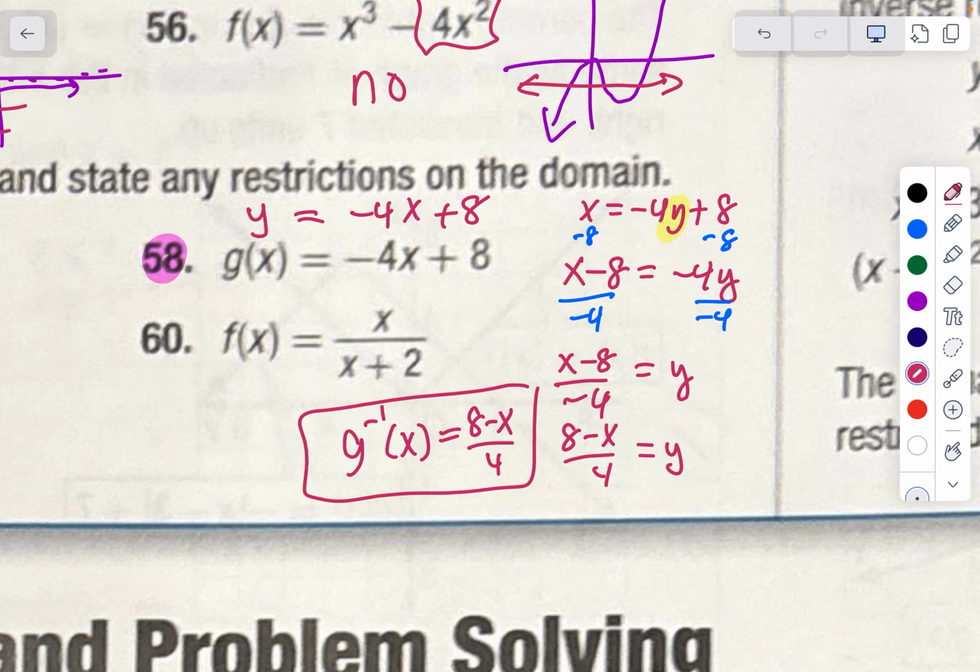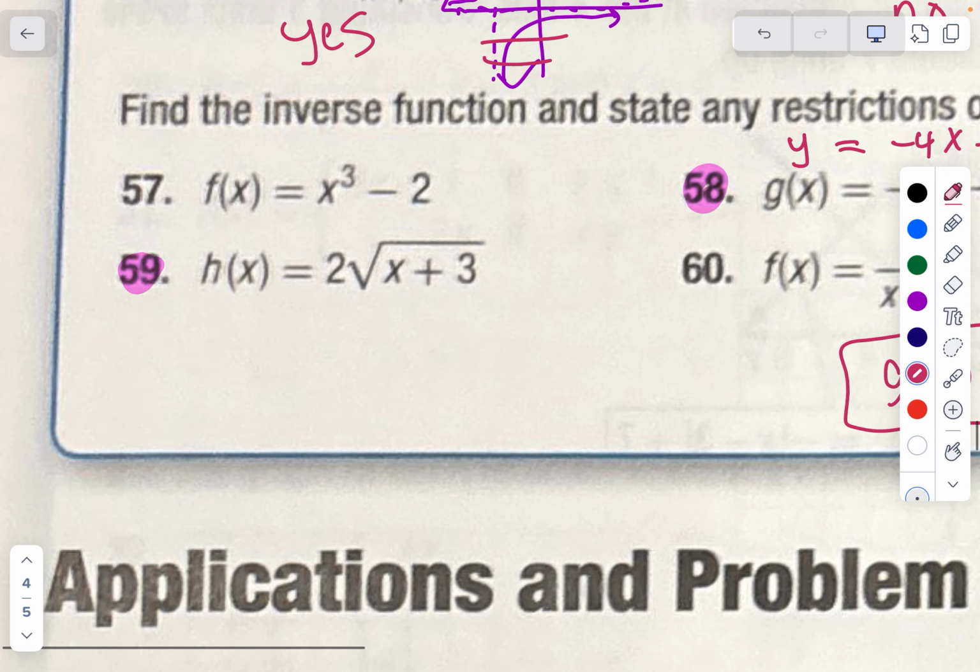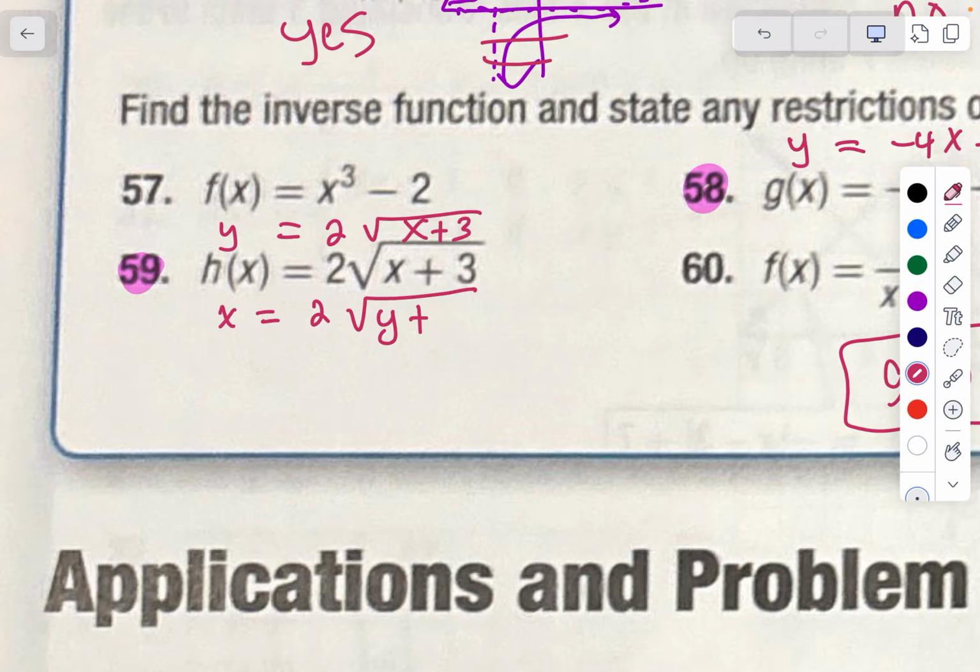Okay, let's do it again for 59, okay? So we're going to make it y notation. We're going to flip-flop the x and the y. So now it's going to be x equals 2 square root of y plus 3. We still have to isolate and solve for y. So to solve an equation with a square root in it that contains the variable we're interested in, we need to isolate that thing so we can square both sides. So let's divide off the 2.